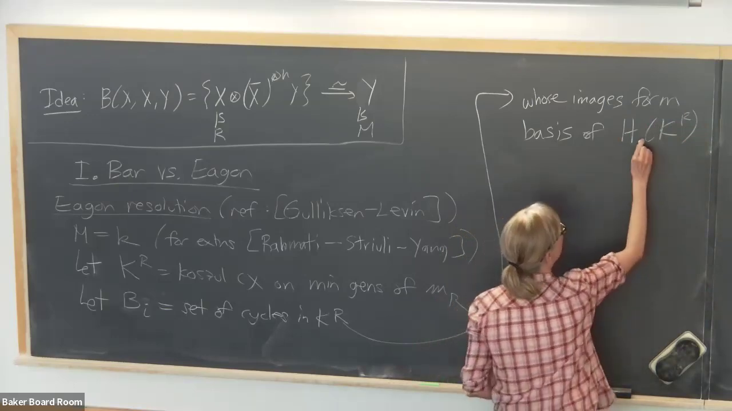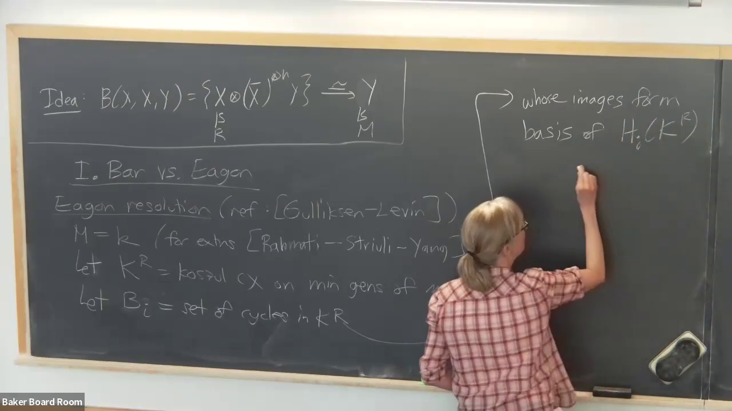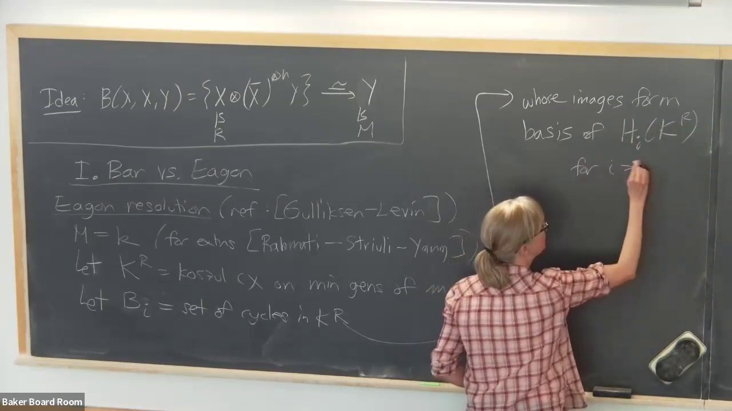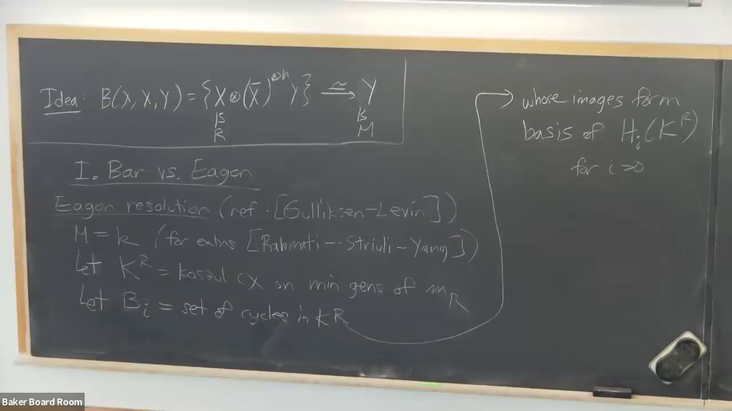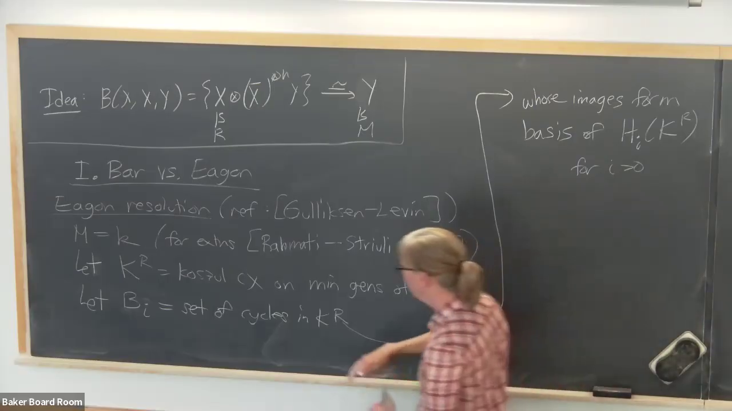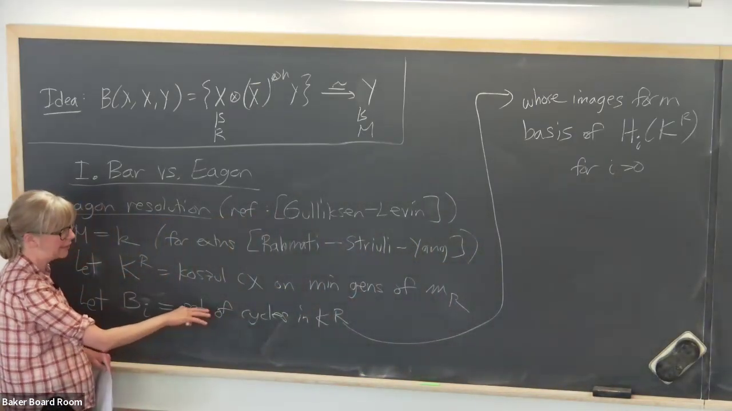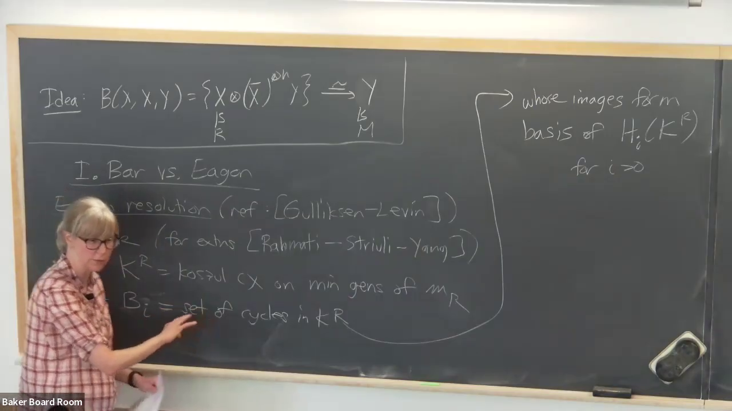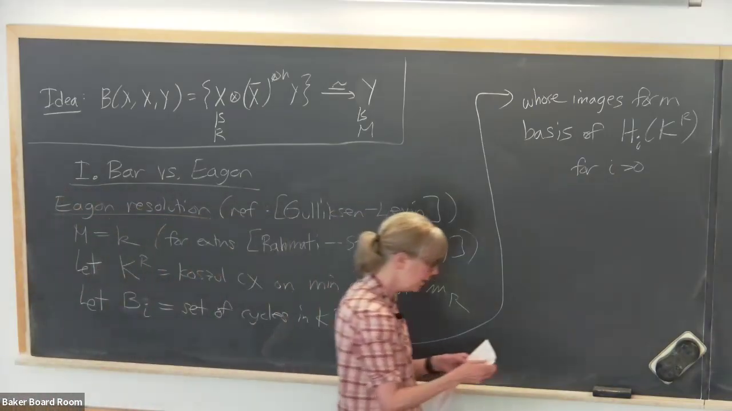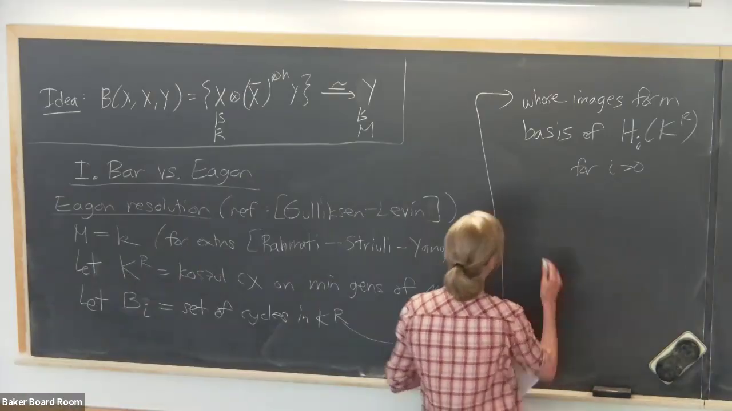And I forgot to say, for i bigger than 0, so we don't want the zeroth one. And that's a finite dimensional vector space. So you take a basis of it and lift this to a set of cycles. And actually I'm lying a little bit. You might want flexibility and choose a slightly different set of cycles for Massey operations, which I'll say in a second. But anyway, you have a set of cycles.